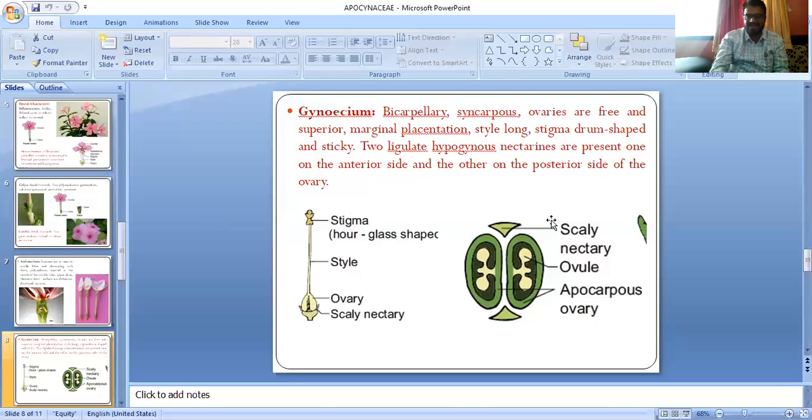are present. These are the nectaries. Here these scaly nectaries, it is nothing but nectaries. Two nectaries are present. One on anterior side and the other on the posterior side of the ovary. So this is the posterior side, anterior side. These are the two nectaries which are present. One is present at the anterior side and one is present at the posterior side of the ovary.